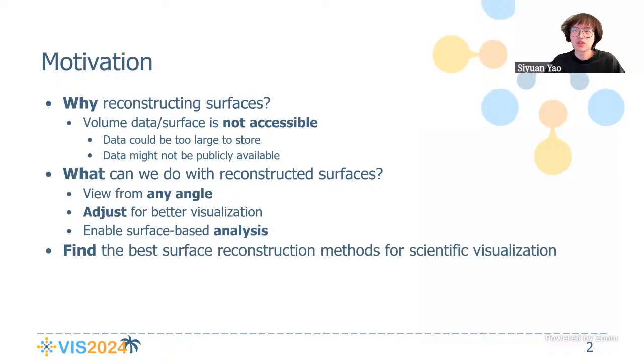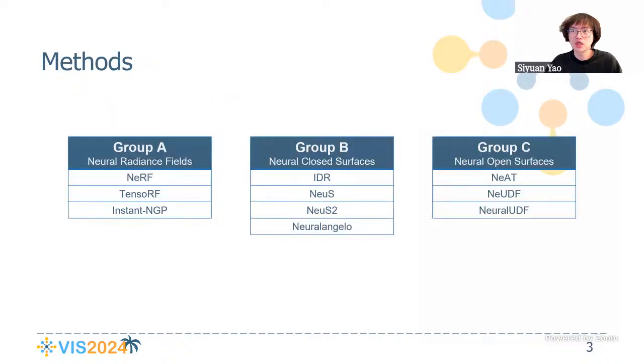Neural surface reconstruction allows us to reconstruct 3D surfaces from surface rendering images, enabling us to view these surfaces from various angles and adjust rendering techniques for improved visualization. It also allows surface-based analysis. So our goal here is to find the best approaches to reconstruct surfaces, particularly when applying to surfaces used in scientific visualization. For our study, we compared 10 methods and put them into 3 groups.